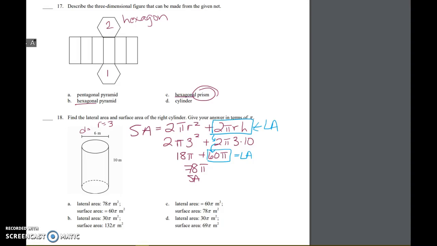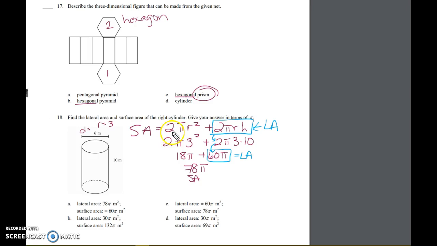Okay, so we left off at number 18. I'm not sure where I stopped. So running through the problem again, it said find the lateral area and surface area of the right cylinder. Give your answer in terms of pi. That means pi is going to be in the answer. We had a diameter of 6, so that gives us a radius of 3 and a height of 10.